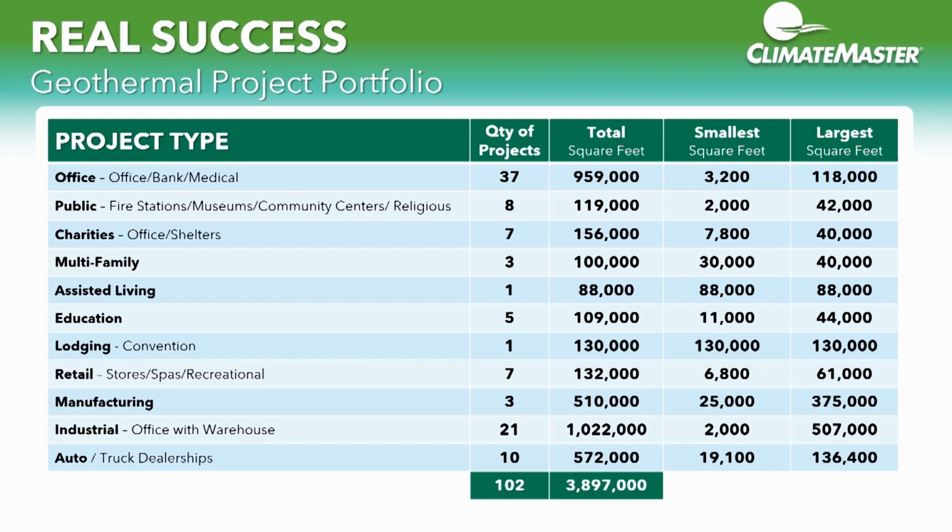So, as you can imagine, we've done about 1 million square feet of office building. This isn't big in New York City terms, but it's 37 projects that average 32 to 118,000 square feet. Some public buildings, charitable buildings, multifamily buildings, assisted living facilities, schools, lodging, some retail. We've done a lot of industrial space, more and more, and warehouse space, manufacturing and warehouse.